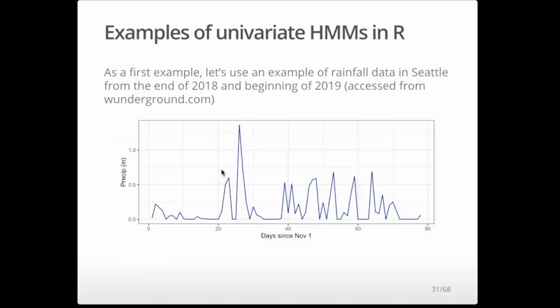And so, thinking about some specific applications, I have a couple of examples to work through. The first is a time series of rainfall data in Seattle from a couple of years ago. This was accessed in 2018, 2019, so about 2 years ago. This is the days since November 1st, so in this case it's about a 2-month window.